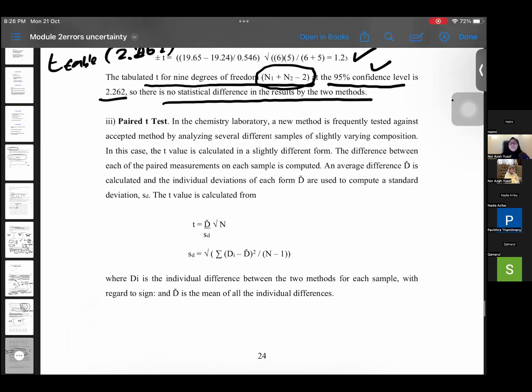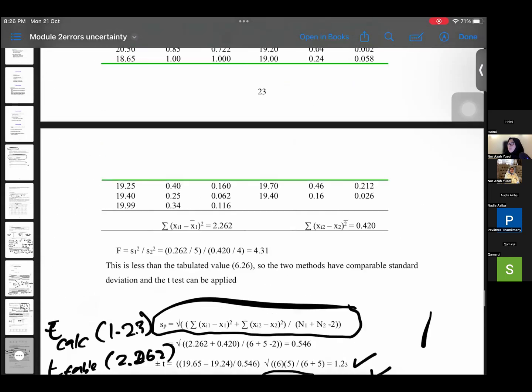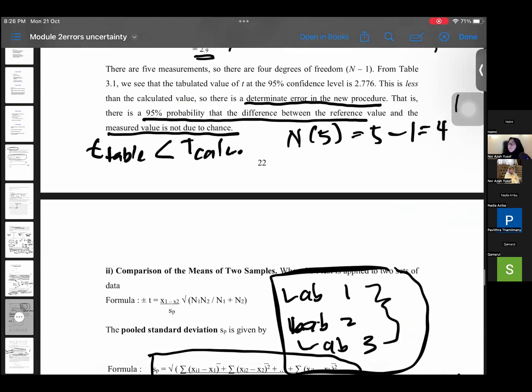Right. So now there's a third one. It is called the paired t-test. Again, a new method. Okay, it's always a new method. What's the difference of the paired t-test? You can do multiple analytes. Just now, we were comparing a single analyte. If it is iron, it's only iron. Here is iron, and here is glucose.